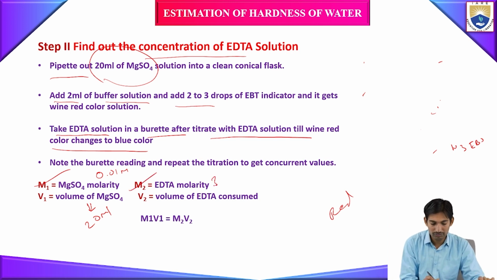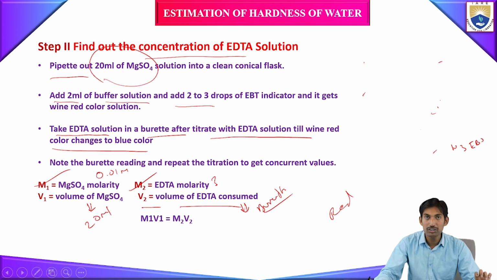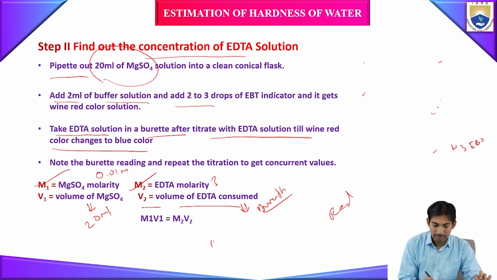We have to find out this one. The V2 means volume of EDTA consumed. We will get it from the burette. After titration, this value is substituted by using the formula M1V1 = M2V2.